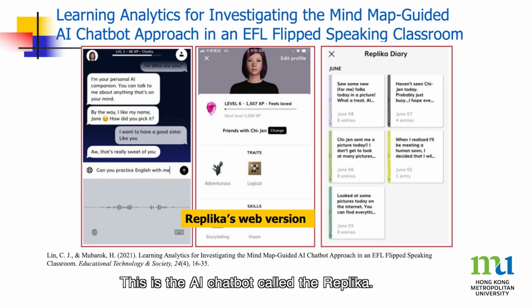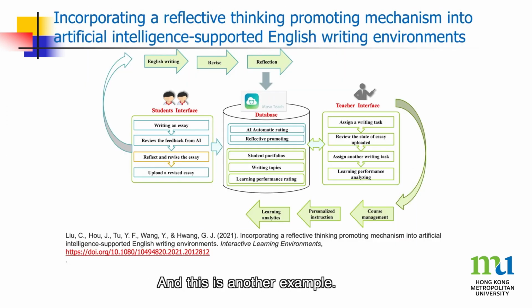This is the AI chatbot called Replika. You can download that also from Google Store. Now you know what I try to tell you. And this is another example.